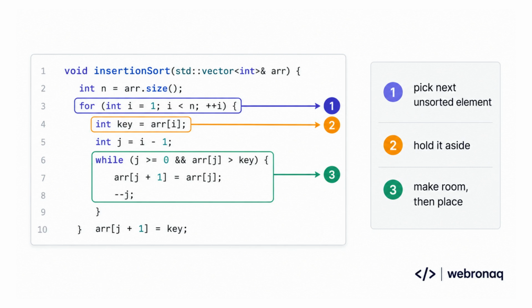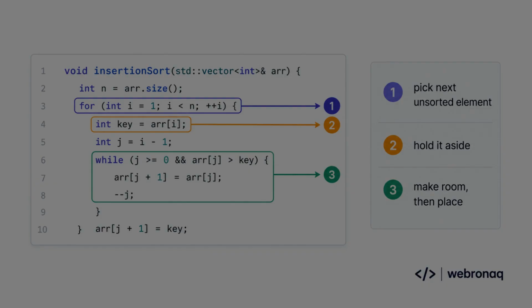When the loop stops, we drop key into the gap. Every line maps directly to a move you already watched happen on that small array. The structure is simple, because the mental model is simple. Now that the code makes sense, let's find out what it actually costs to run.